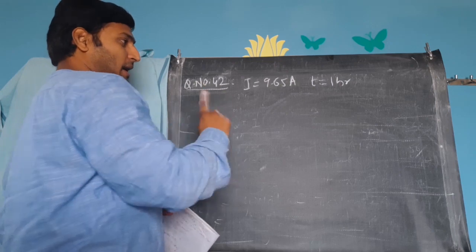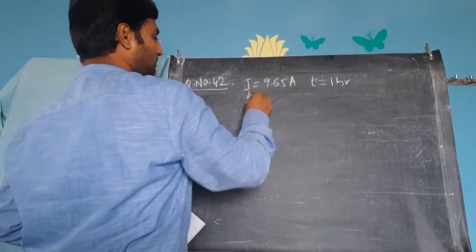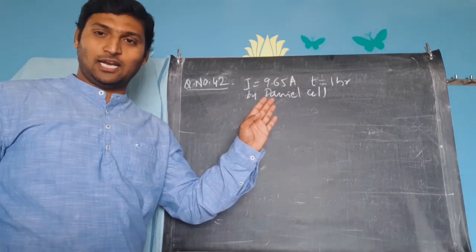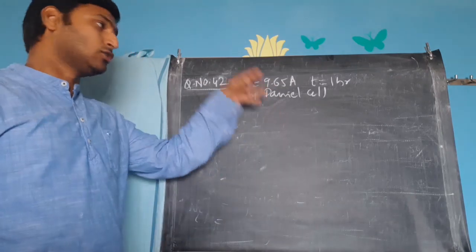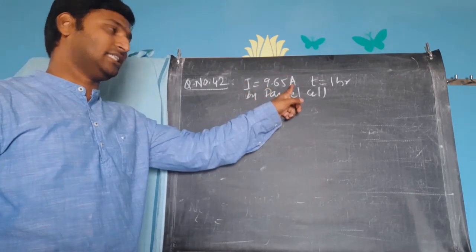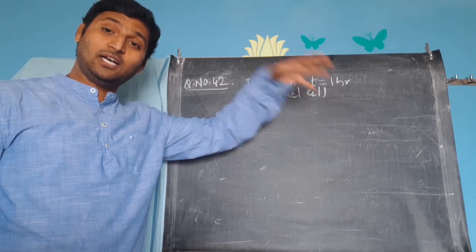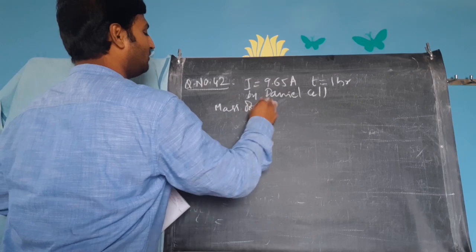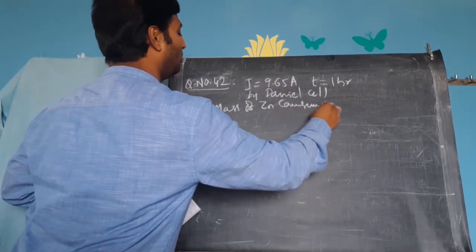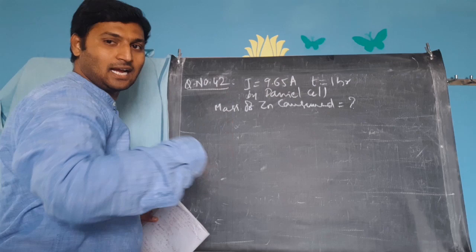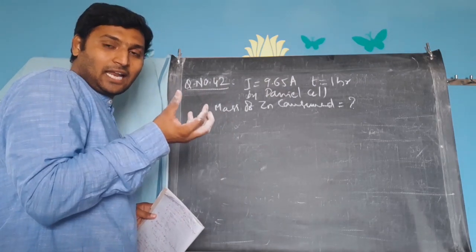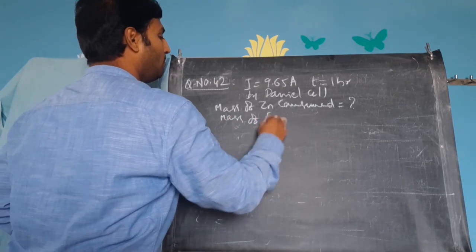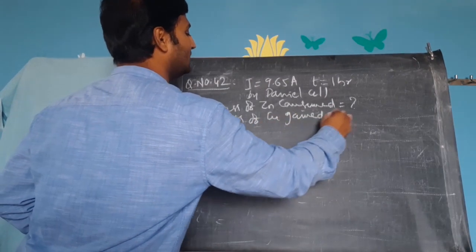Actually, the current is not passed, it is drawn by a Daniell cell. Sorry. A Daniell cell is an electrochemical cell, you know. It gives us electricity. So someone has drawn a current of 9.65 ampere for a period of 1 hour from the Daniell cell. Now he is asking, the mass of zinc consumed would be how much? Because in a Daniell cell zinc undergoes oxidation, so the weight of the zinc metallic plate will be reduced. Then he is asking how much is the mass of copper gained.